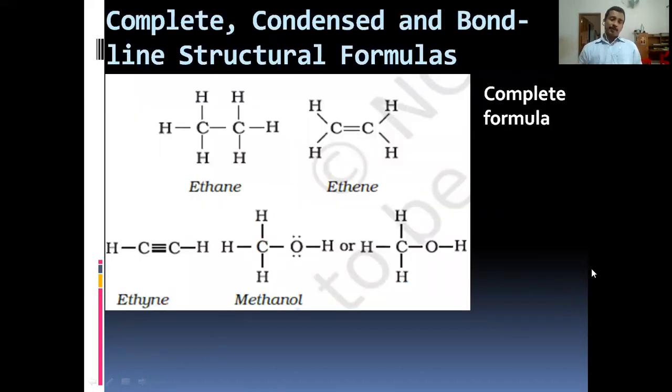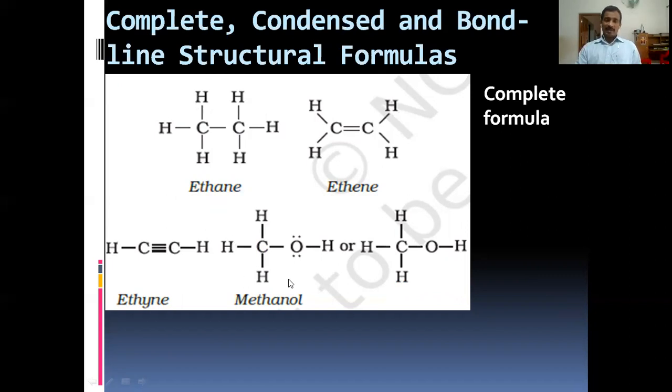Now the different types of representation of organic compounds: complete, condensed, and bond-line structural formulas. In the complete formula, all the bonds in the organic compound are shown. Ethane, CH3CH3, with three bonds to hydrogen on each carbon and a single C-C bond. It is the complete formula of ethane. Ethene, the complete formula of ethene, with all the bonds shown. Ethyne, the complete formula of ethyne. You can see all the bonds.